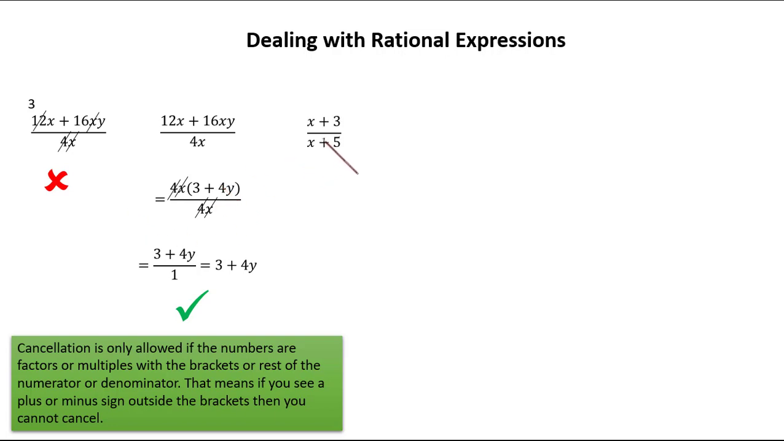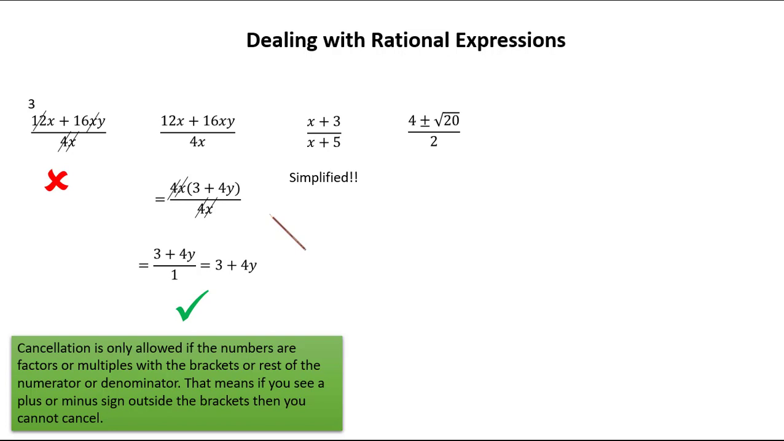How about this? x plus 3 the whole upon x plus 5. There are no brackets, but there is a plus sign outside the bracket. So x is not multiplying with 3, neither is x multiplying with 5. So this x and this x will not cancel. Of course, don't cancel the pluses. And this is already simplified.